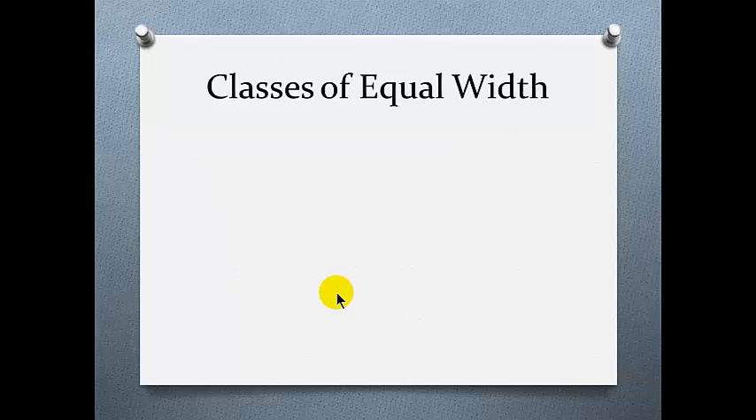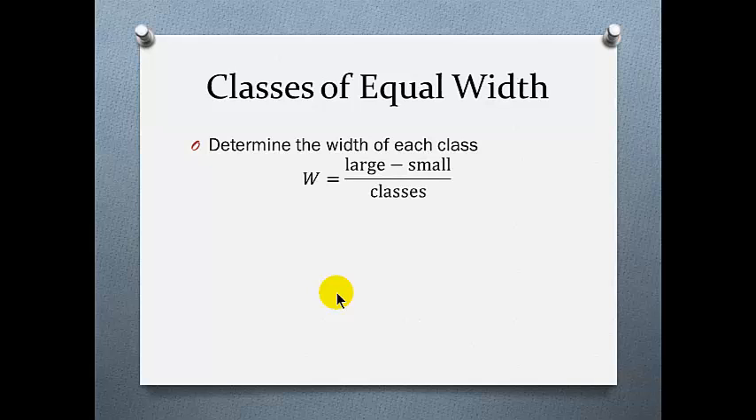Now that we know we have 5 groups, we need to determine the width of each class, or how big each group is going to be. To do that, we use this formula: the width is equal to the largest number minus the smallest number, divided by the number of classes that we're working with. Remember, we just decided we were doing 5 classes.